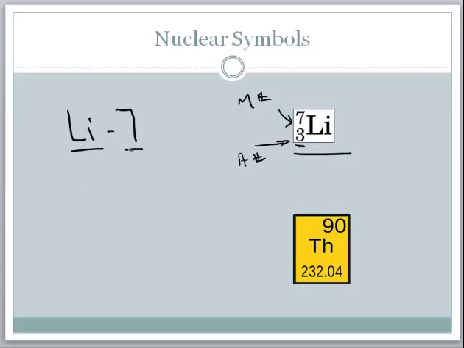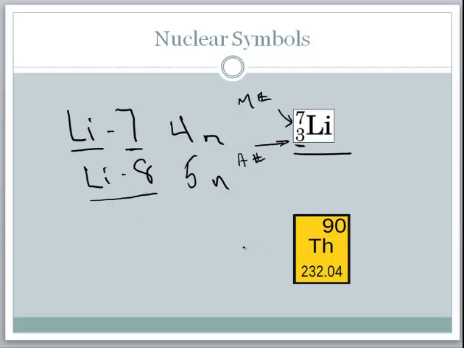On the other hand, the mass number can be different. This happens to be lithium with 4 neutrons. You could potentially have lithium 8 with 5 neutrons, or lithium 6 with 3 neutrons. So you can write nuclear symbols this way also.